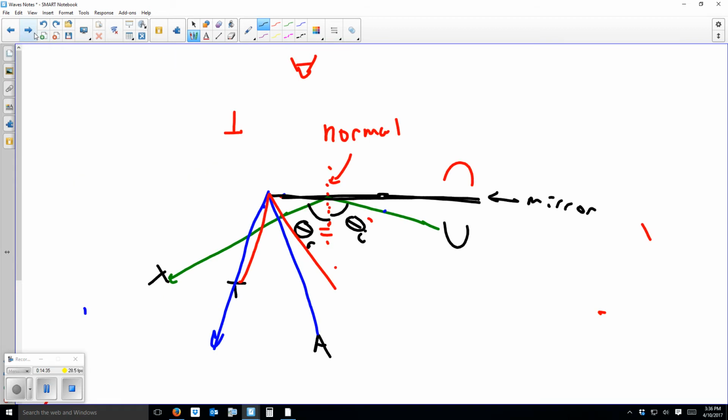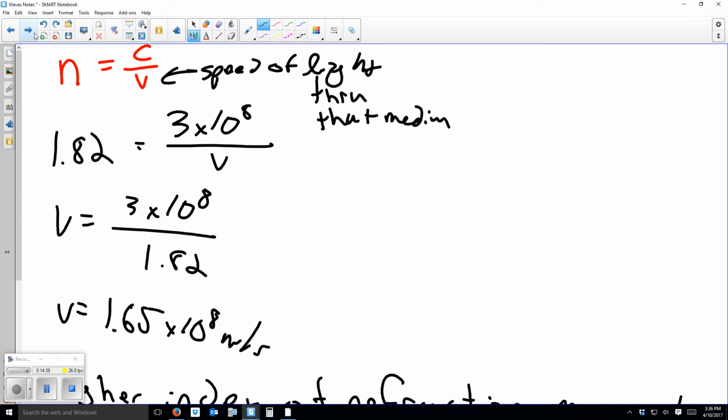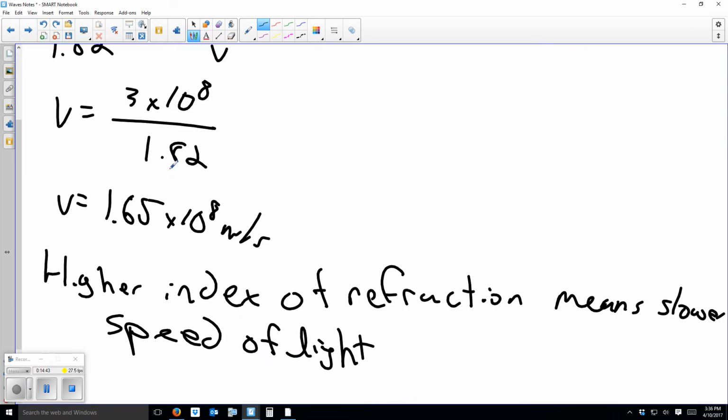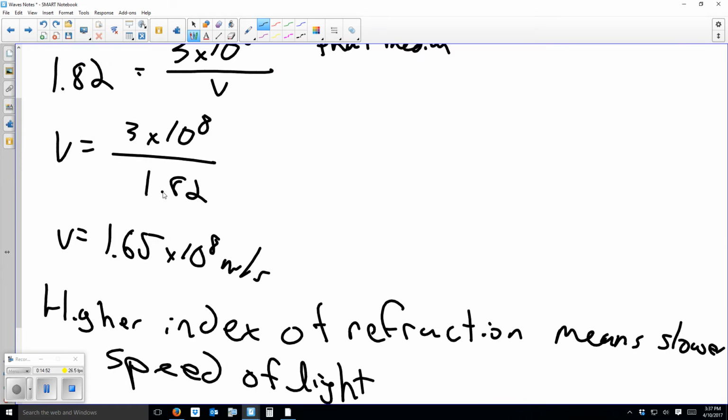Same sort of stuff. Couple little calculations here showing the speed of light through indexes of refraction. The higher your index of refraction, the slower the speed of light is through that medium. The 3 times 10 to the 8th, people refer to as the speed of light, but that is the speed of light through a vacuum, which is not the same.